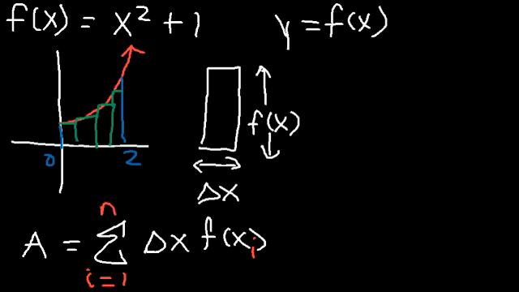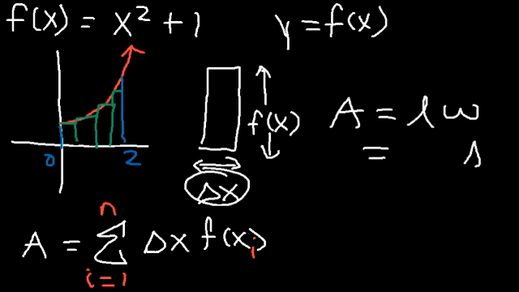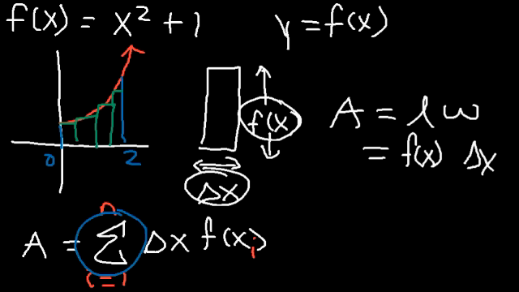And I do want to mention one thing. The area of a rectangle is basically the length times the width. The width is delta x, and the length is basically the height of the rectangle, which is f of x. So f of x times delta x gives you the area of one rectangle, and the sigma represents the sum of the area of all of the rectangles.